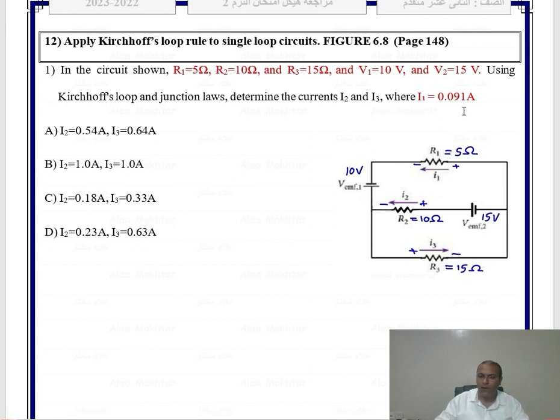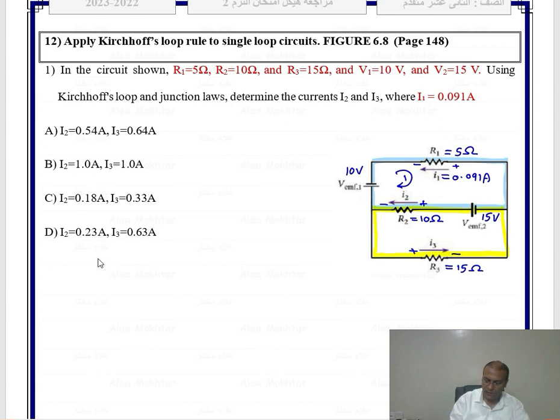We have I1, 0.091 ampere. Look at this loop. We have 2 unknowns, I2 and I3. In this loop we have only 1 unknown, I2. I start with this loop, loop number 1. I move clockwise, starting from this point. Out of this element is positive.